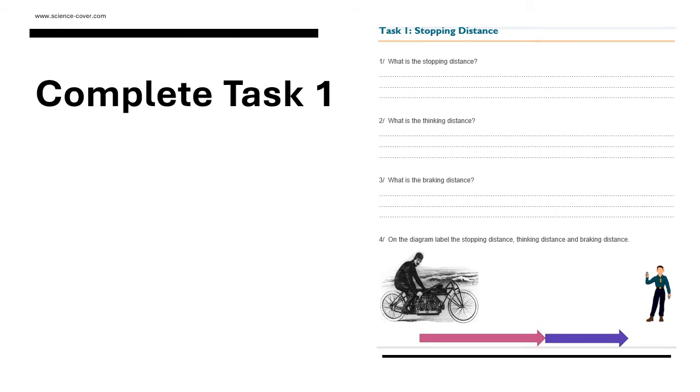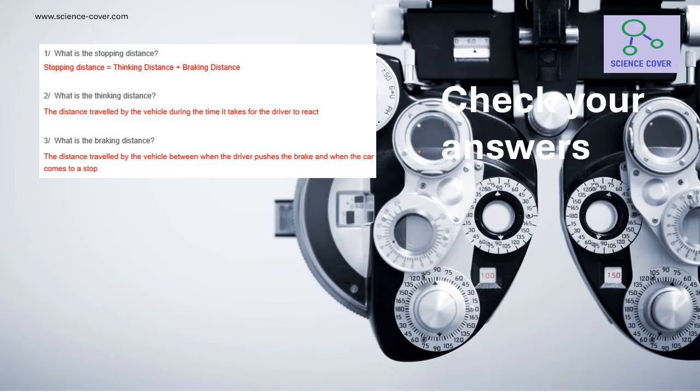Pause the video now and complete task 1. Let's check our answers. What is the stopping distance? Stopping distance is the thinking distance plus the braking distance. What is the thinking distance? This is the distance travelled by the vehicle during the time it takes for the driver to react.